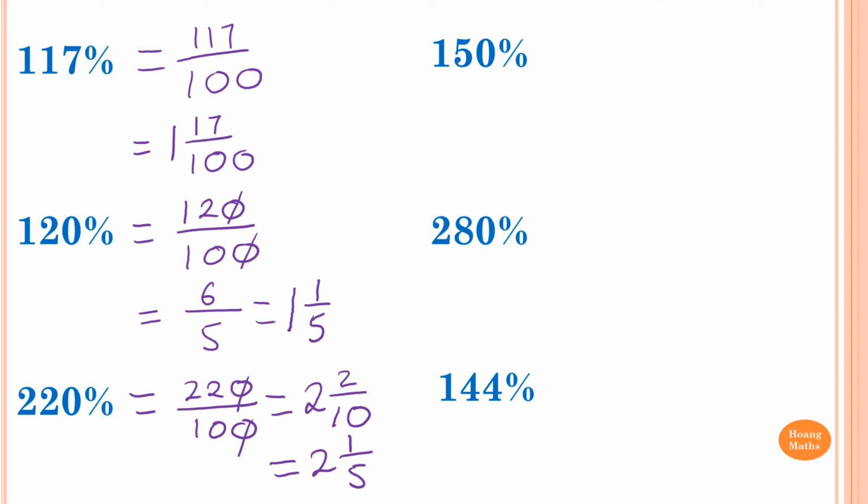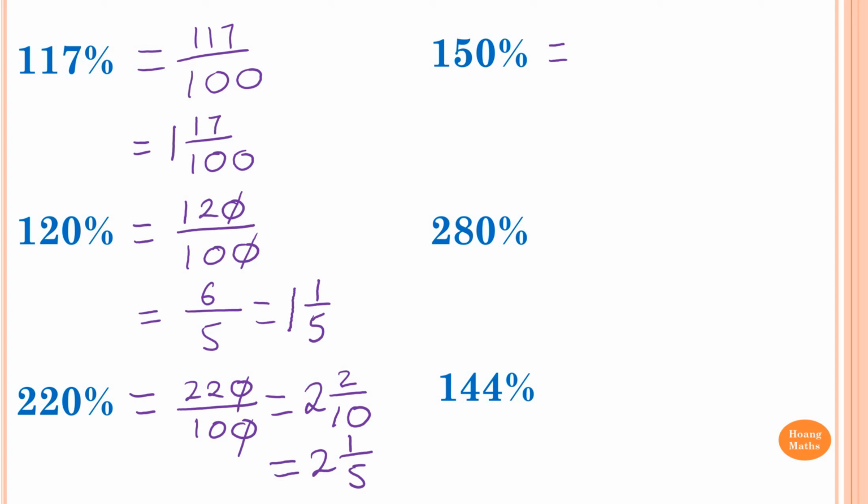150%. So again, you know that 150% is 100% add 50%, which is 100% is 1 whole, 50% is a half. So you add together, 1.5. But I'm not going to do this method. I just quickly write the same process.